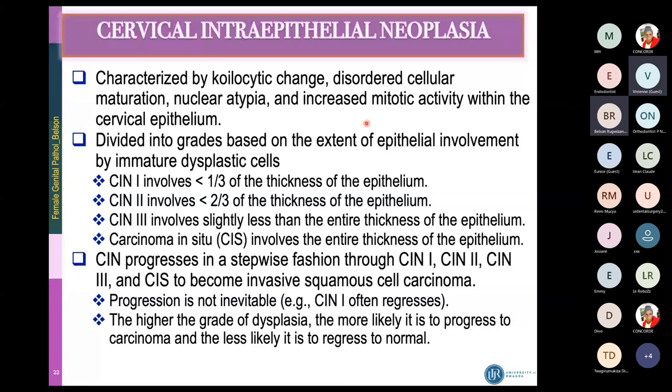When two-thirds of the thickness of the epithelium is affected, you call it CIN2. And when it is involving the whole thickness of the epithelium, we call it CIN3.